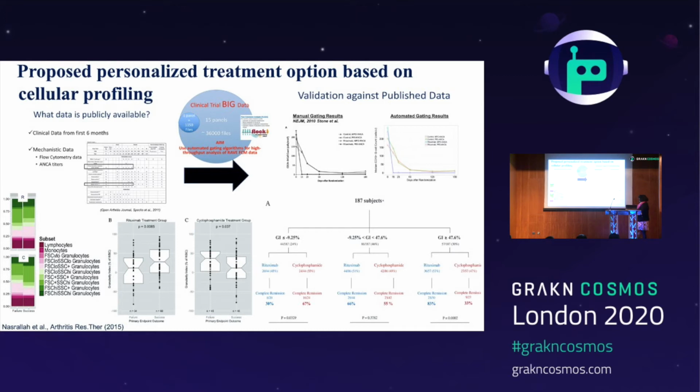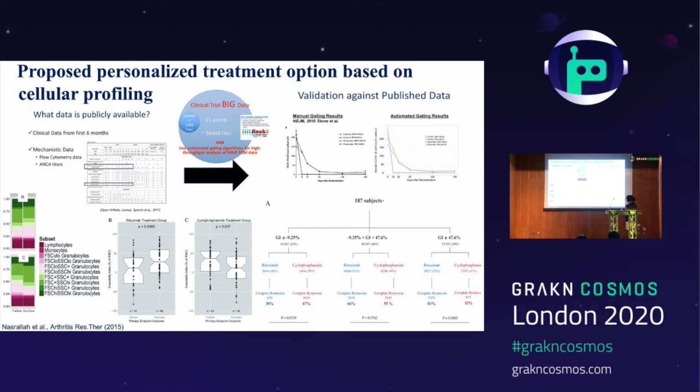And so then, based on these 187 subjects and the profiles that we built, we separated them into groups by what we call the granulatory index. Hypogranulatory means low GI index, and then there is a high GI index. We were looking at the rituximab group and the cyclophosphamide group, and you can see here that only 30% got complete remission if they were hypogranulated.